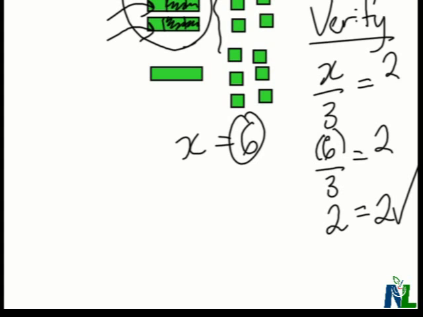And that's how we can use algebra tiles and the pan balance to solve algebraic equations that have a fraction in them.